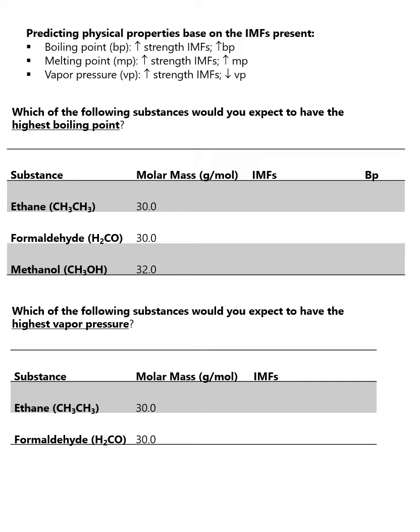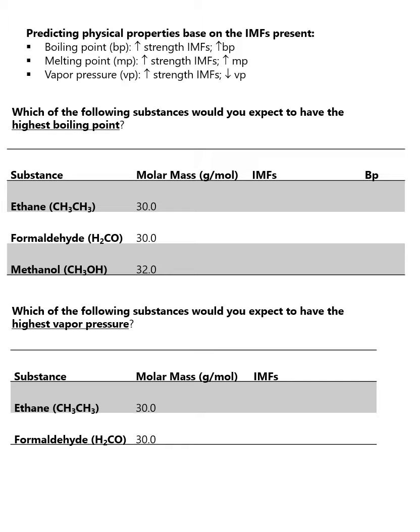Now let's look at the first table here. For this one, we're looking at boiling points. We have listed three substances: ethane, formaldehyde, and ethanol. We are given the molar masses just to compare them. They have very similar molar masses. And now we're going to be looking at which type of intermolecular forces you have for each one.